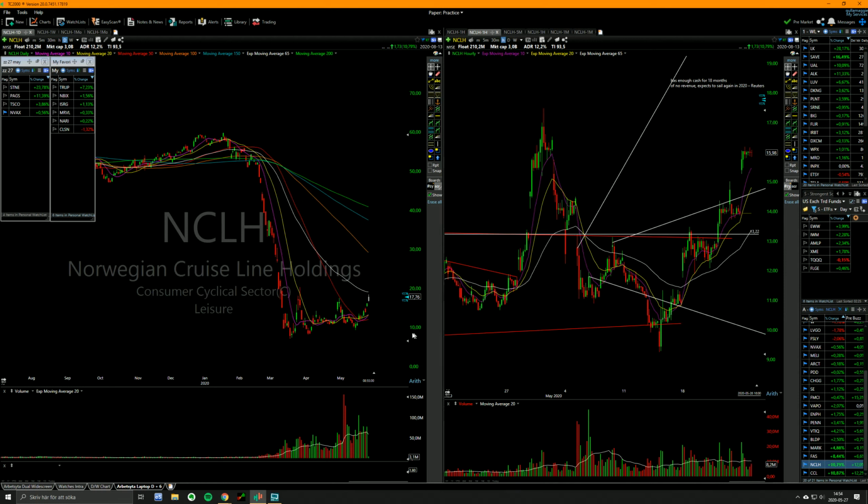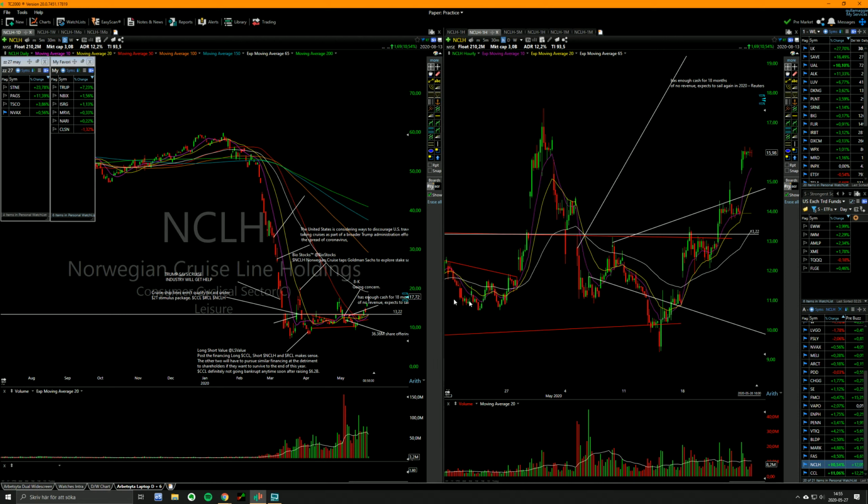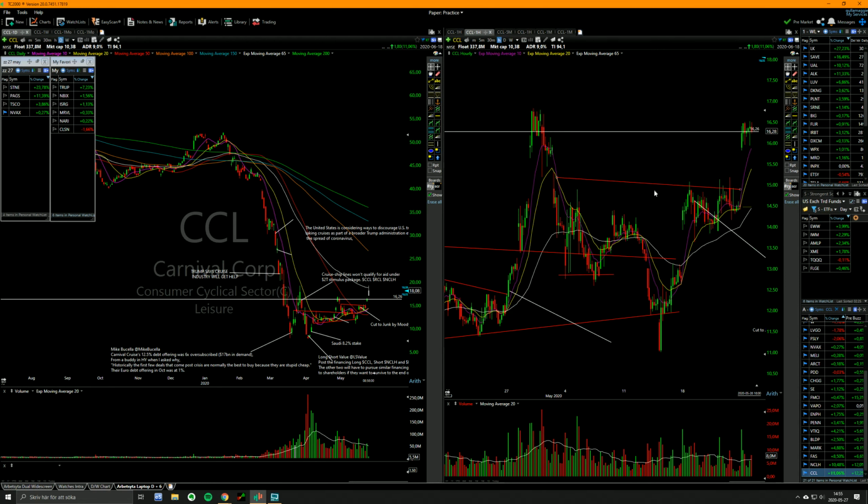NCLH, the same thing here. Again, it's a variation of the same setup. You have a range breakout. I'm not going to talk about it much. And CCL, the same thing. A range break setup on a momentum stock. These things are super beaten down. They have a lot of range. The key is to trade stocks with range.